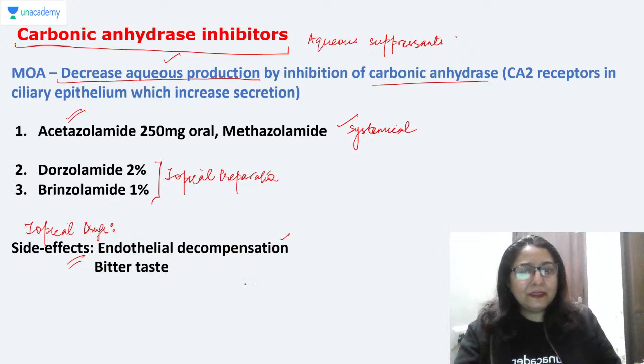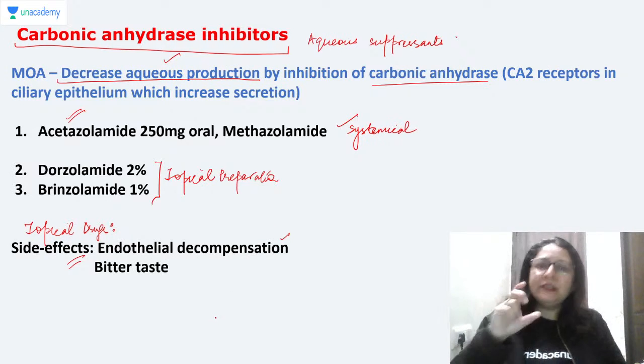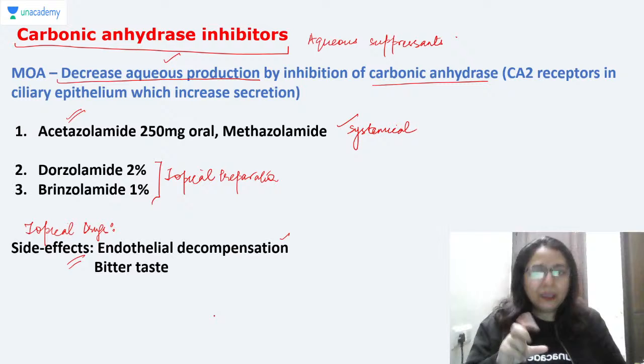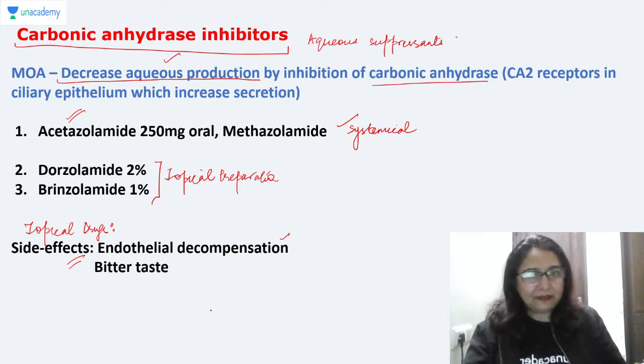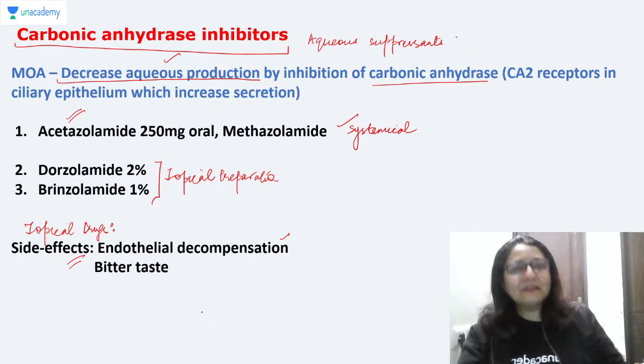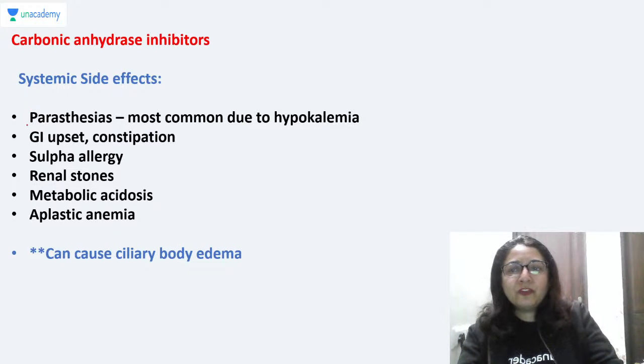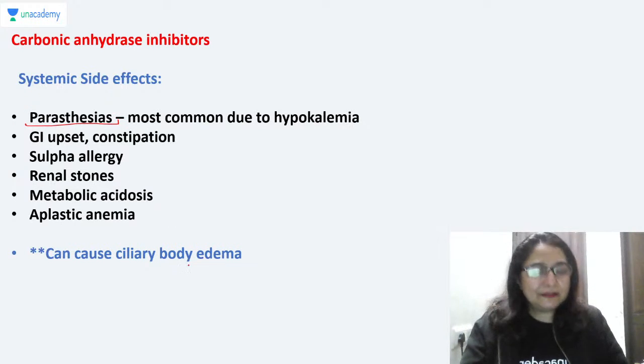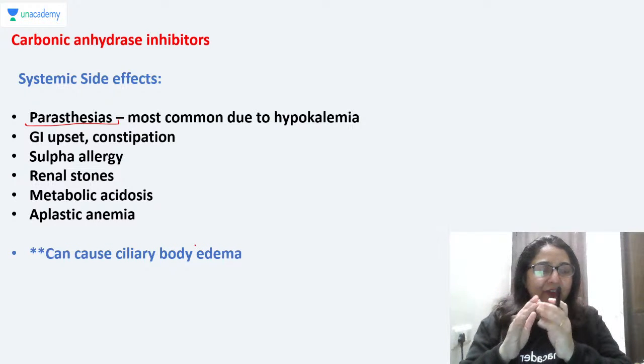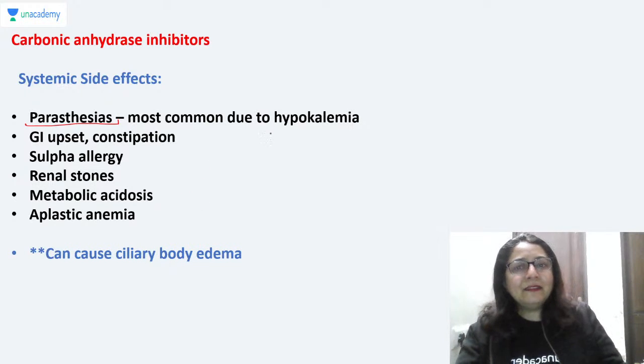Now the topical drugs have very mild side effects. They can lead to endothelial decompensation in some patients, or if they come in the throat, they cause a bitter taste. So mild side effects with the topical drugs, but your systemic or oral carbonic anhydrase inhibitors have multiple side effects, out of which the most common is paresthesias. Paresthesias is a tingling sensation in the extremities.